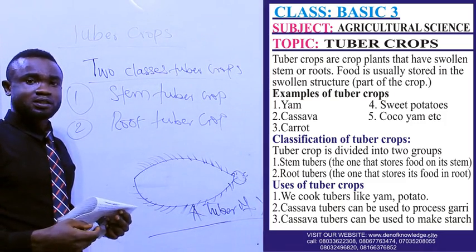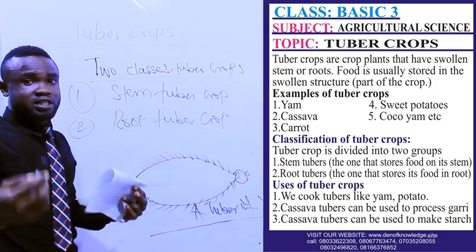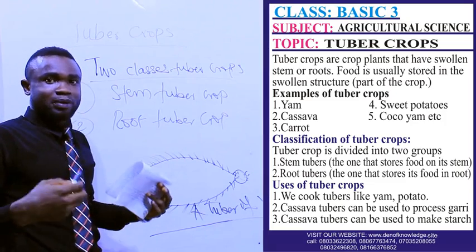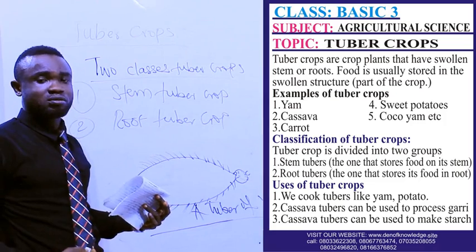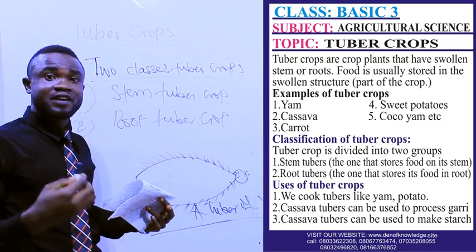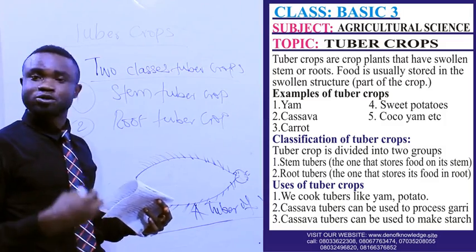Next one is potato. Potato still gives the swollen part, by the root and the stem. Potato is a very good energy-giving food. Sweet potato is always sweet.